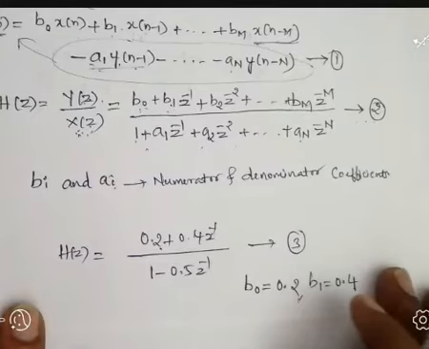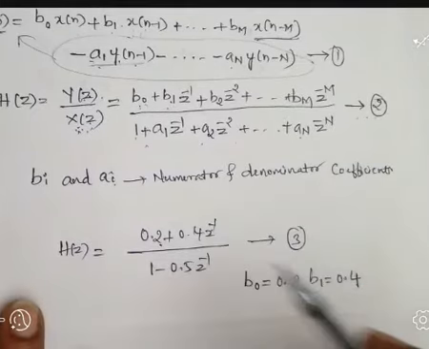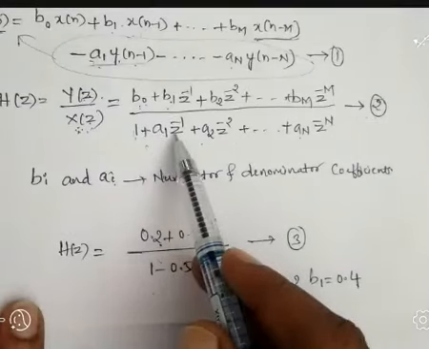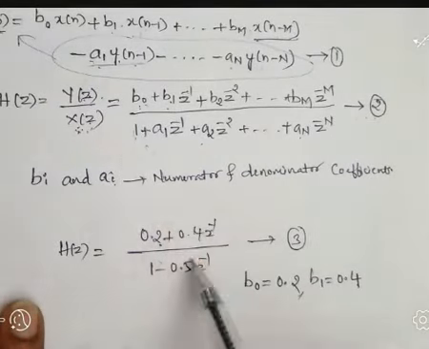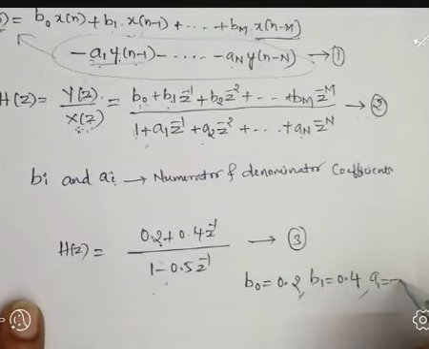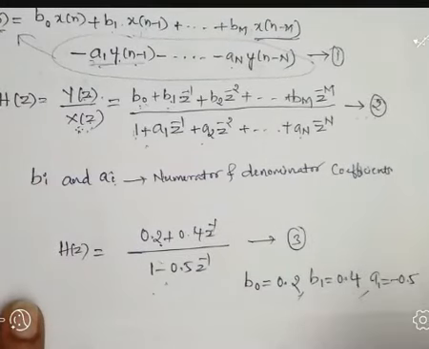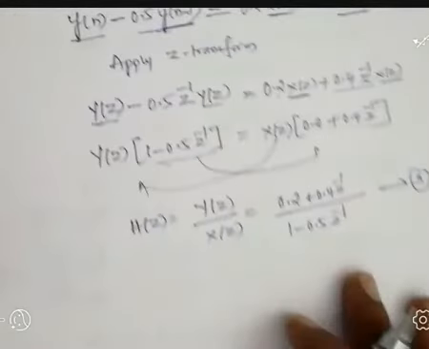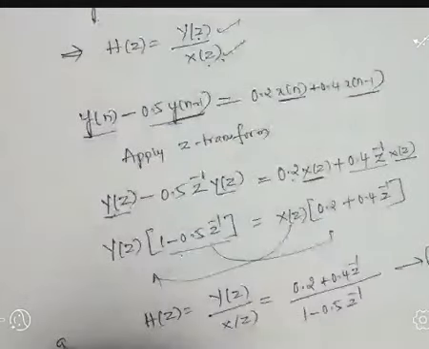Correct? Similarly, coming to the denominator, 1 as it is. And what about the coefficient here? It is a1. A1 equal to what? A plus is there, a minus is there. Hence a1 equal to minus 0.5. Hence, this is the solution of the a part, that is the transfer function.